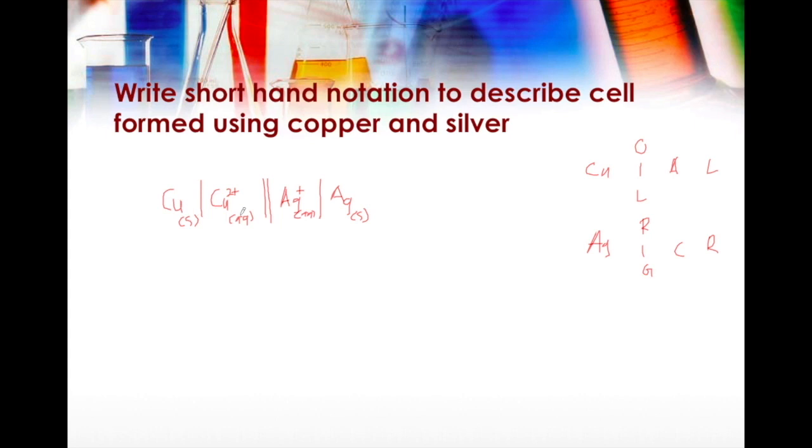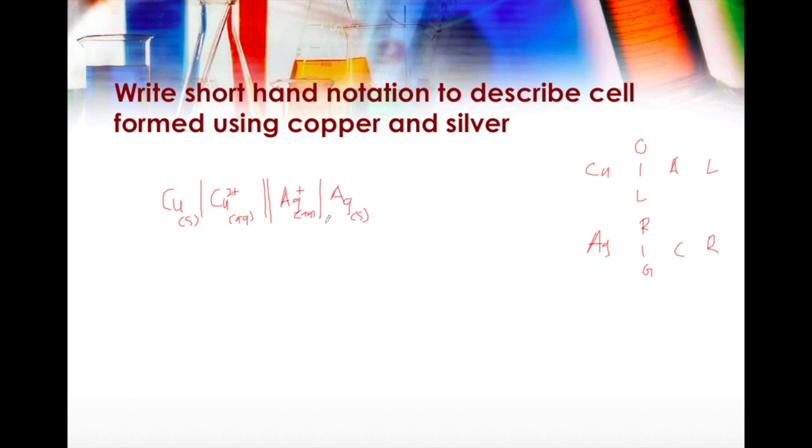So you can see the copper solid is here and the silver is here. They're separated by a single line from their electrolytes. Now what's on the left? The cell that undergoes oxidation is going to be on the left, and the cell that undergoes reduction is going to be on the right.